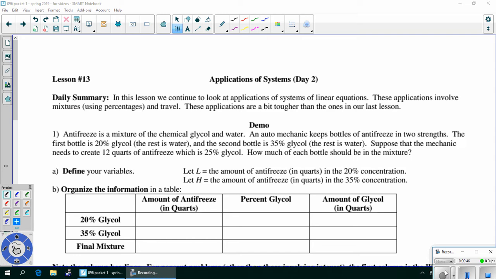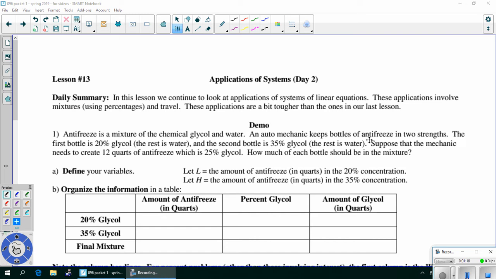So maybe you have some bottle of antifreeze which is like 10% glycol and the remaining 90% is water, but you might have another bottle of antifreeze that's 15% glycol and the other 85% is water. So we got different strengths of the glycol in the antifreeze, but really that's the only difference between the different antifreezes.